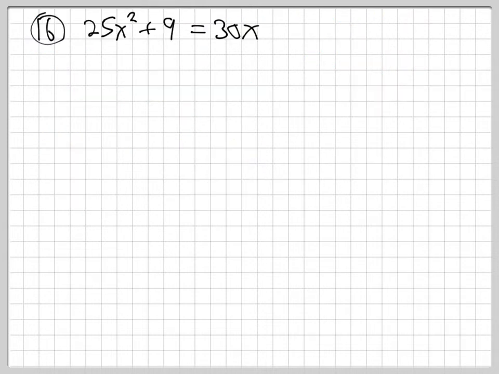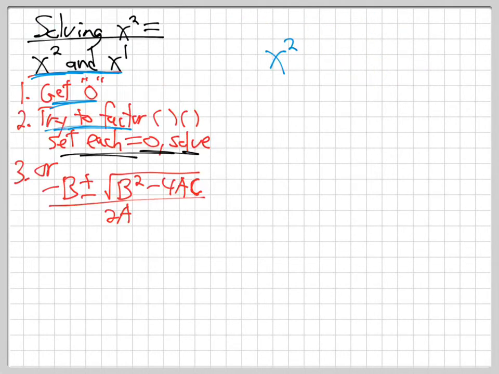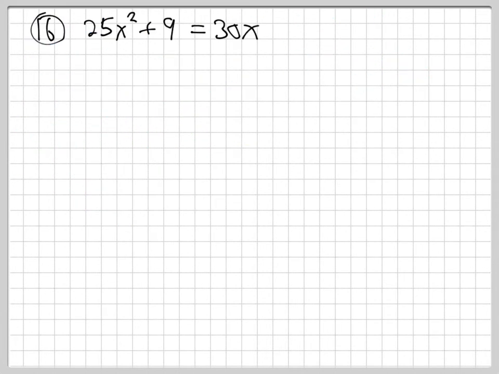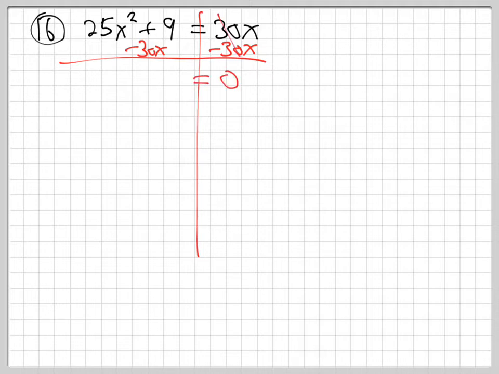Okay, let's try that one. So use those instructions that are on the board or on the video that show you how to handle an x squared with an equal sign problem. All right, so again, the first step is get a 0 when you have x squared and x. So I'm going to subtract 30x from both sides. This cancels and just leaves 0 because there's nothing left on the right side. So that's 0. There's our 0.